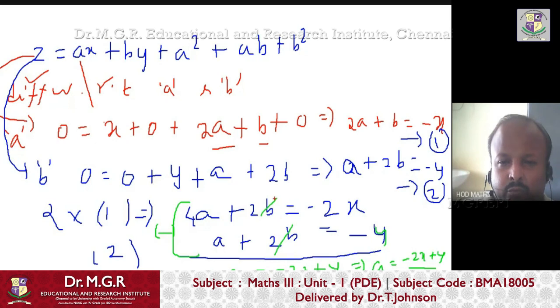So 2b cancels out. 4a minus a is 3a. 2x minus, so this is minus 2x. Minus of minus becomes plus, so minus 2x plus y. So 3a is equal to minus 2x plus y. Otherwise, a can be written as minus 2x plus y by 3. Right? So this gives a in terms of x and y.